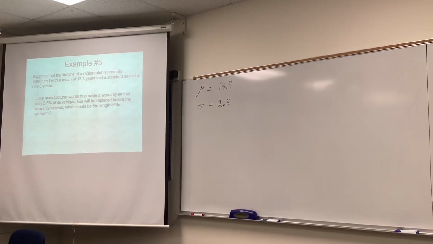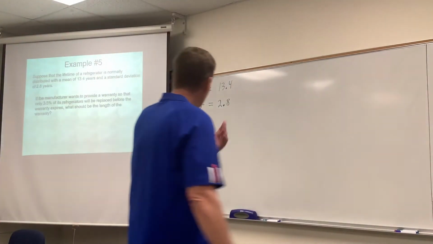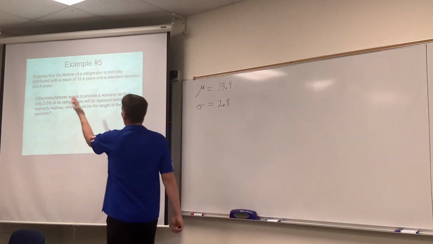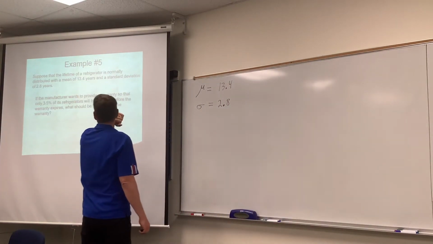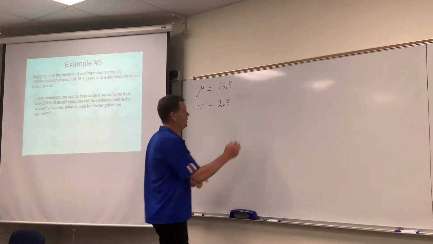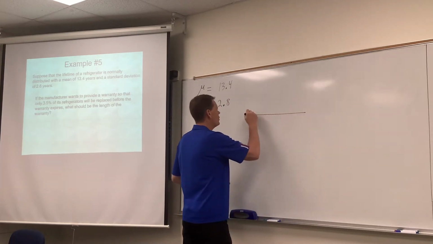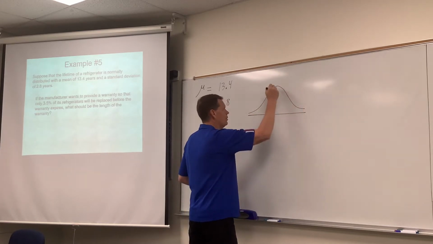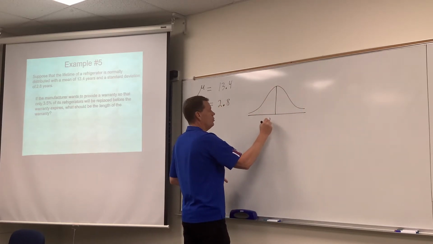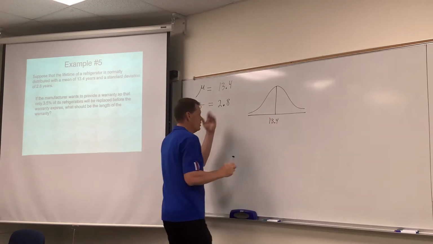Here we go, folks. We're looking at normal distributions, example number 5. We're told that the lifetime of a refrigerator is normally distributed. All right, so that's what allows us to draw a bell curve here. So we'll draw a bell curve to represent normally distributed. And the mean is 13.4 years. Standard deviation is 2.8 years.